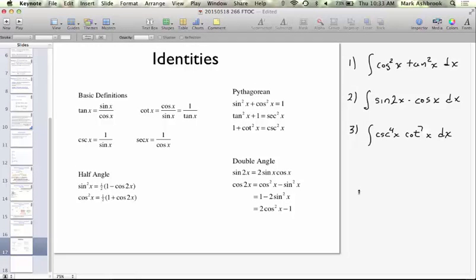Okay, number one, there's kind of two approaches to this. The first possible approach would be just to rewrite tangent squared as sine squared over cosine squared. So cosine squared x times sine squared x over cosine squared x, and then you just have sine squared.